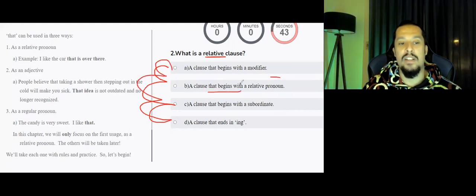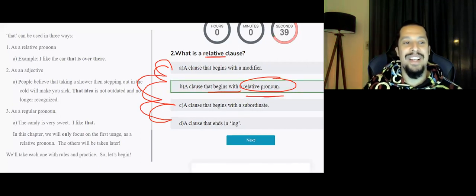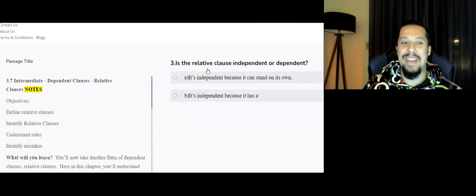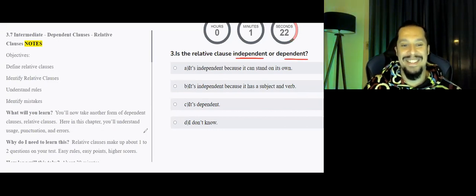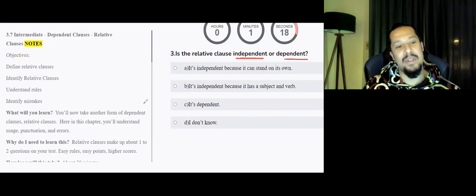It's a clause that begins with a relative pronoun. Well, I was thorough in all these notes. I'm sure you understand what we're reading. Okay, so is a relative clause independent or is it dependent? Is the relative clause independent or dependent? Good job, Mrs. Malak. Excellent. Renat.